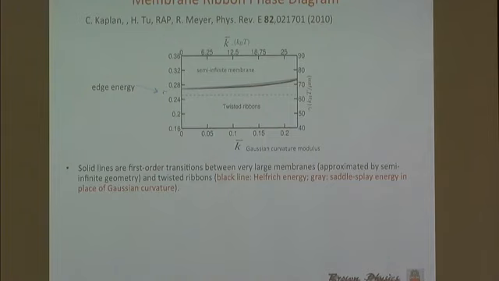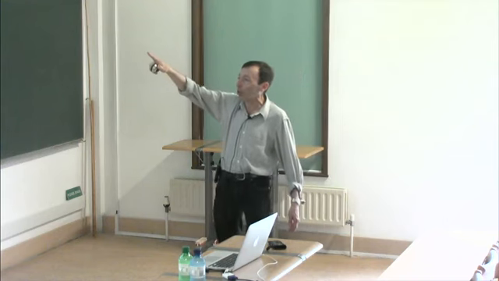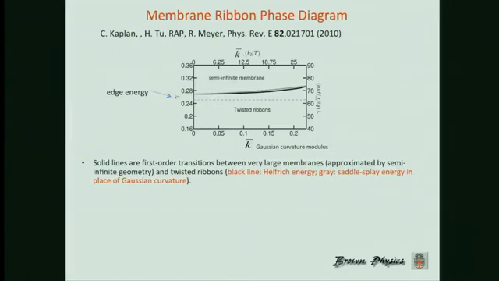But then, more importantly, what we find is, in agreement with experiment, a first-order transition between these large flat membranes and twisted ribbons. I'll come to the dashed line in a second. For now, just ignore the dashed line. And you'll note there are two slightly different solid lines here, one gray, one black. The only distinction between those was whether we used the Helfrich energy I showed you earlier, or if we replaced Gaussian curvature by nematic saddle splay energy.